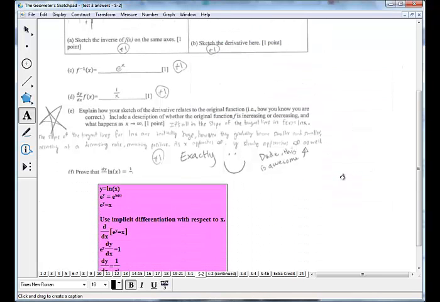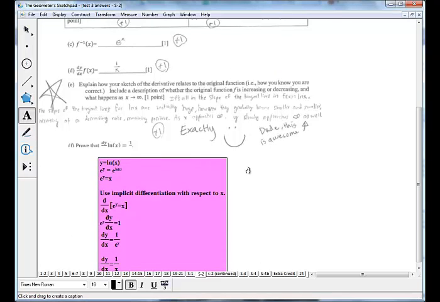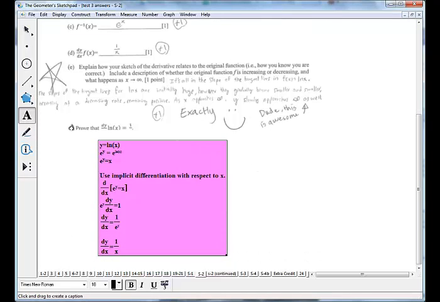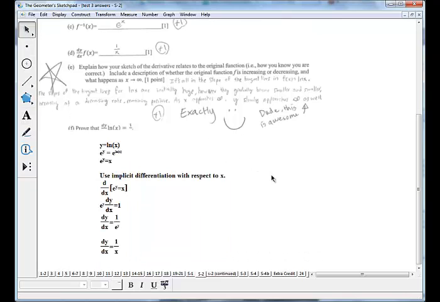Finally, I asked you to do a formal proof, but it was only worth 1 point. We did do this in class, and I gave you a hint: set y equal to ln of x and then raise both sides to e. So if y is equal to ln of x, then e to the y is equal to e to the ln of x. And we know that e to the ln of x is simply equal to x.